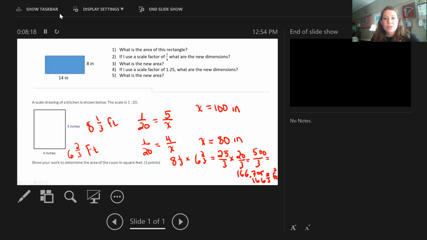All right, so I am going to stop sharing that. So like I said, scale factors, scale drawings can be a little tough. So hopefully those examples helped you. And like I said, I'm going to come up with some new problems so you can try a few more problems, and then I'm going to make a video so you can check your answers.